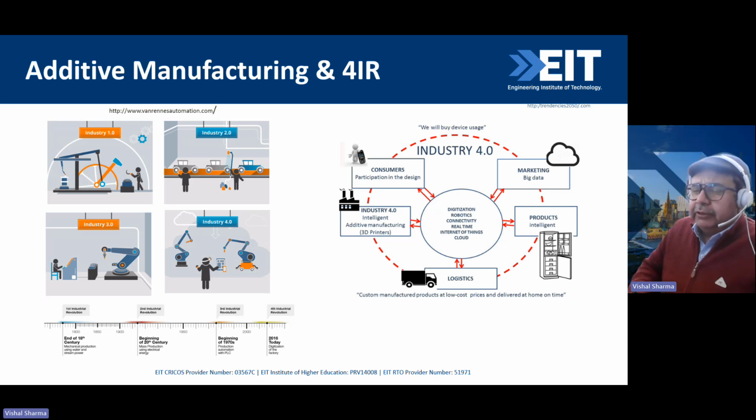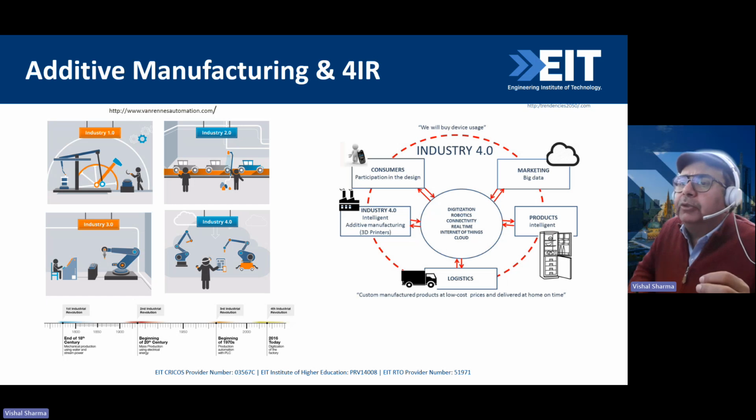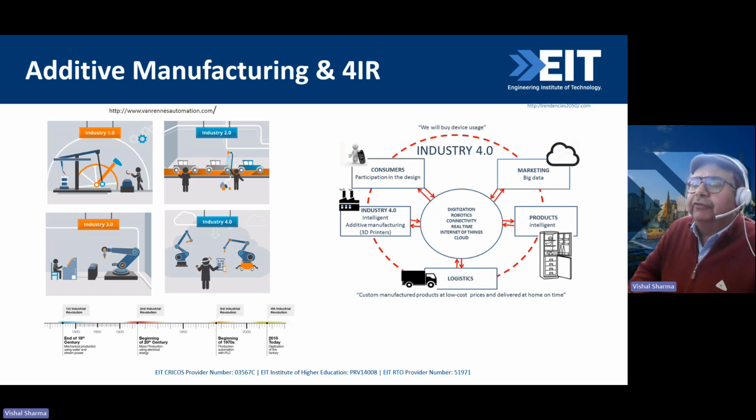Okay, now first things first. What is this additive manufacturing and where is it used in industry? For that, we have to see this figure, which is quite important, and you will hear this word quite frequently, Industry 4.0. So let's begin with Industry 1.0. 1.0 means this is the first industrial revolution. If you see the timeline here on the bottom side, towards the end of the 18th century was the time for the first industrial revolution, and the main source of power was steam.